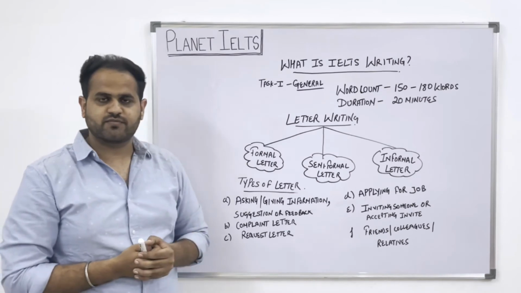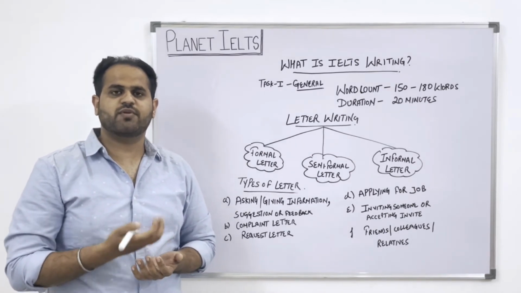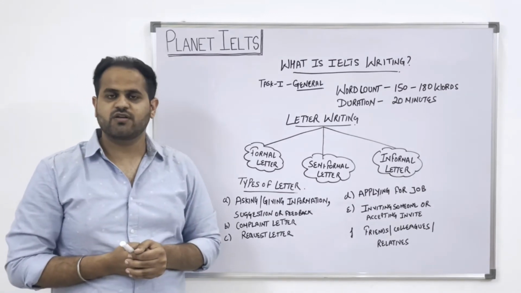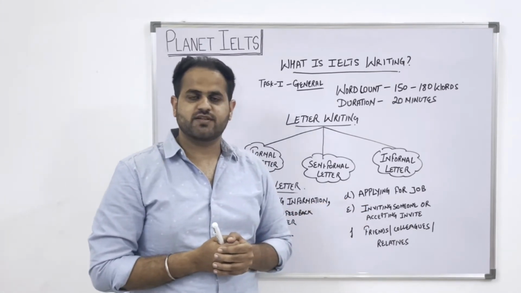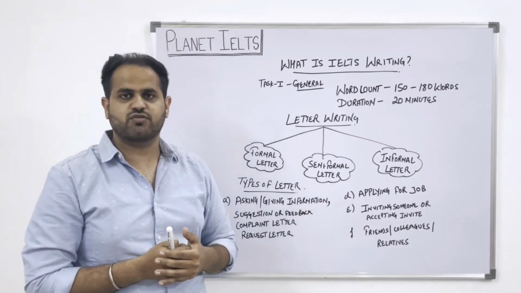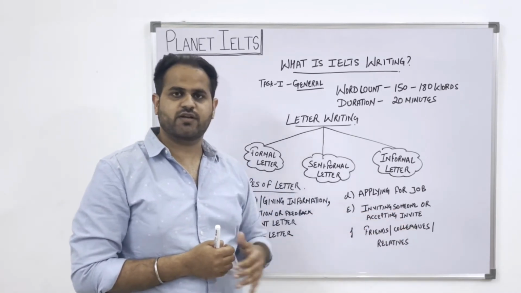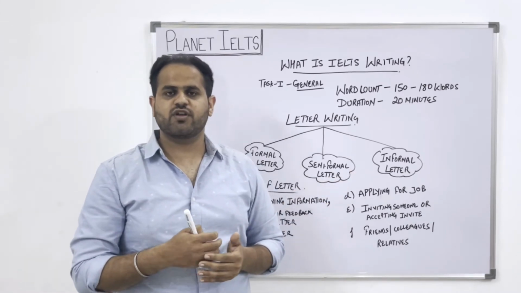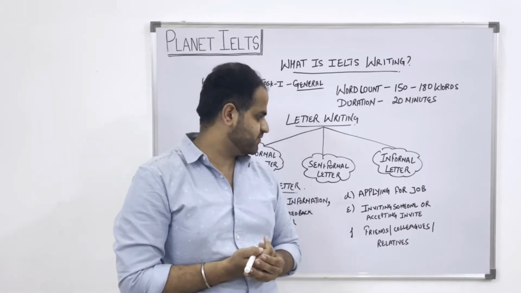Complaint letter. There can be a situation in which you have to complain to a higher authority about something. Request letter. You're requesting someone to do something for you. Applying for a job. Yes, if you want to apply for a job, you need to write a letter. Inviting someone or accepting an invite. This is usually a semi-formal or informal letter, when you're inviting someone to your place or you are accepting someone's invite.